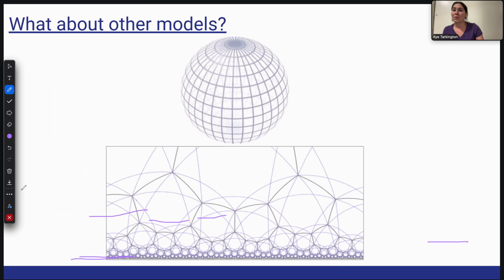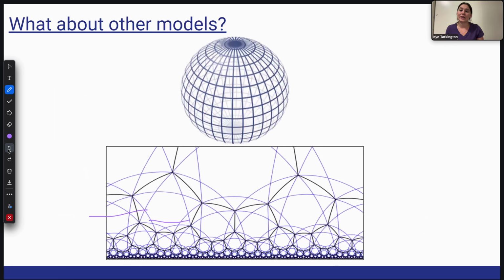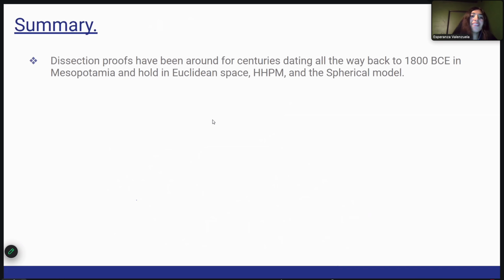And so what about other models like the spherical or the hyperbolic half-plane model? Dissection does hold there, but it's well beyond the scope of our research, so we're not going to get too into it, but yes, in spherical and hyperbolic it does hold. So now to sum up almost everything that we've talked about, dissection proofs have been around for centuries, dating all the way back to 1800 BCE, and they do hold in Euclidean space, the hyperbolic half-plane model and the spherical model.